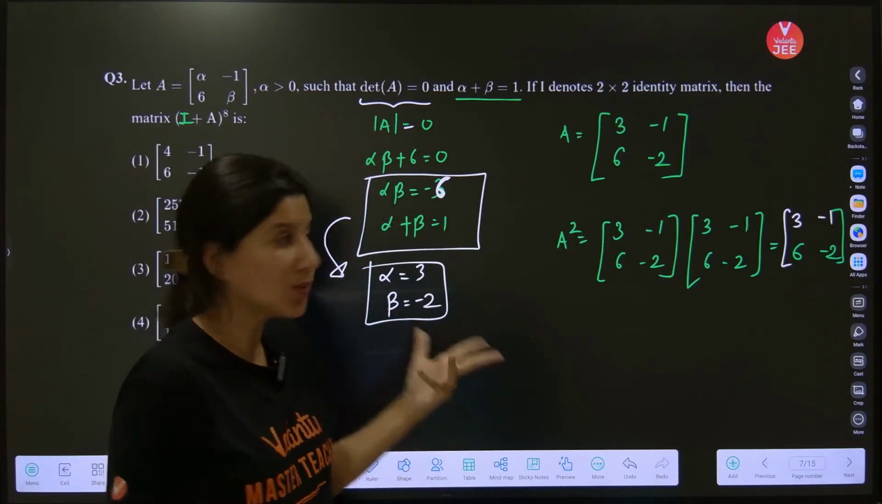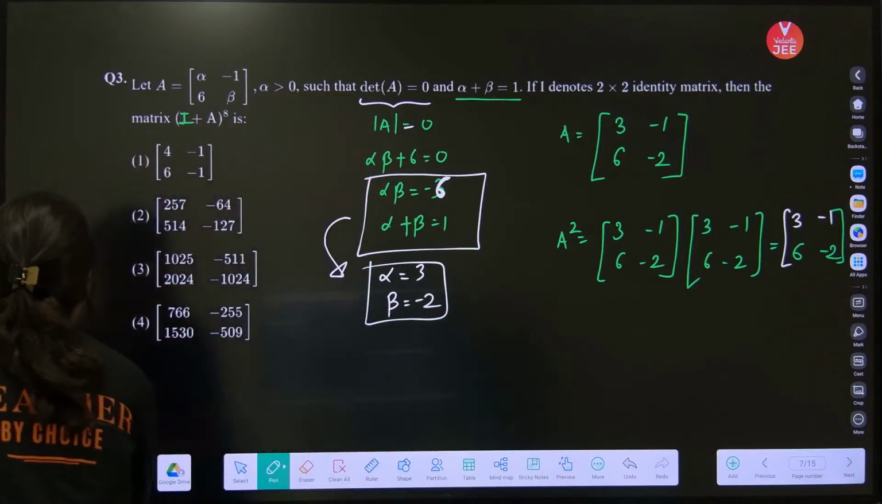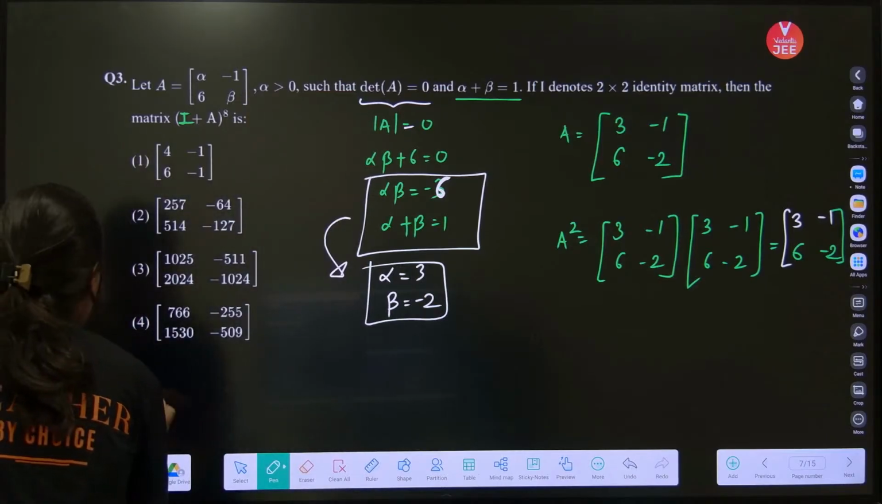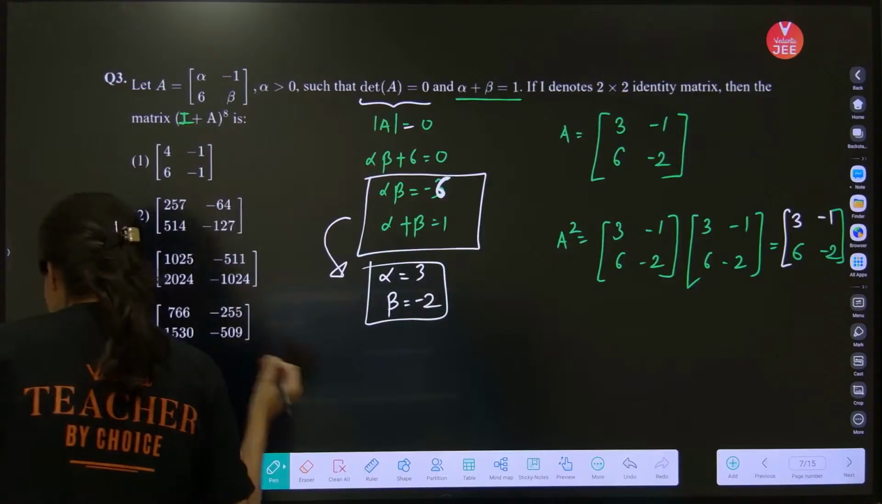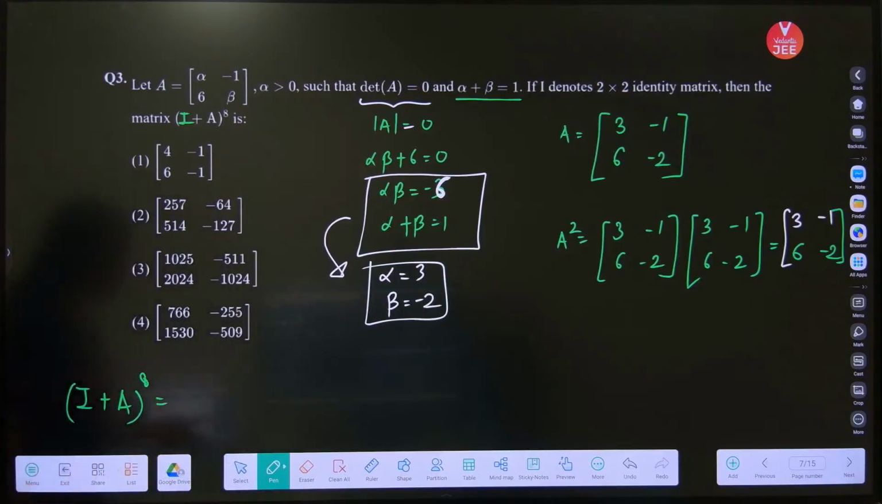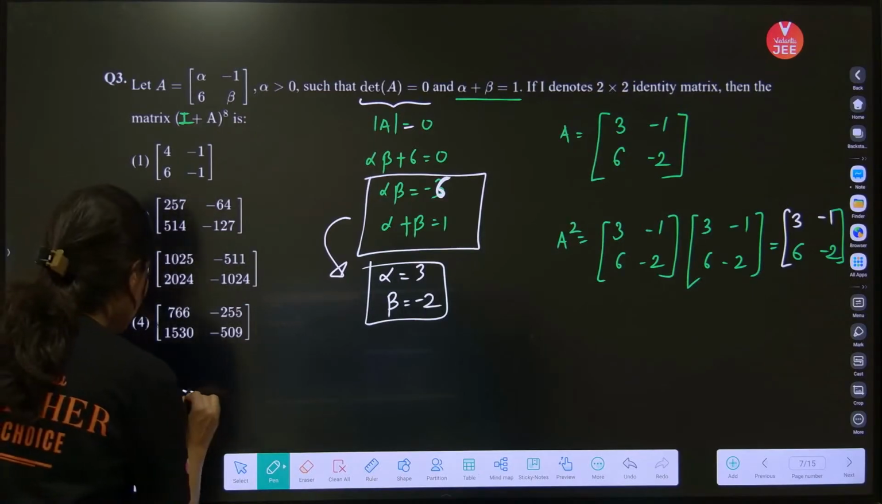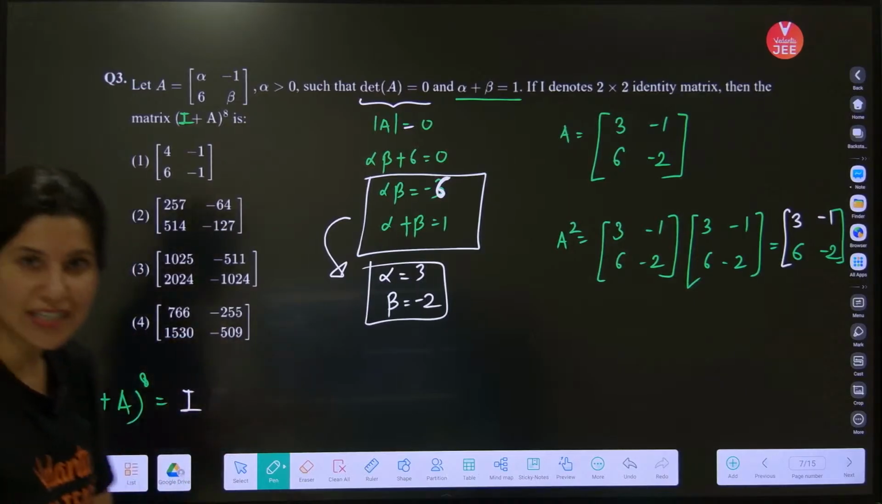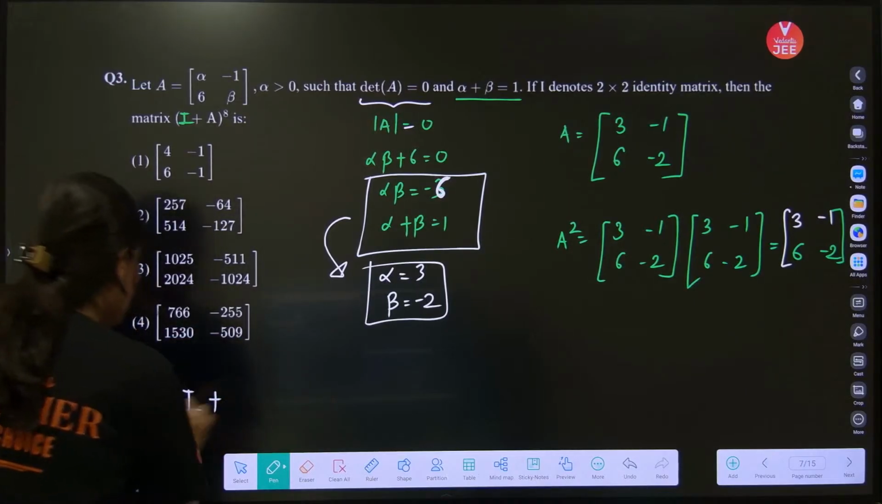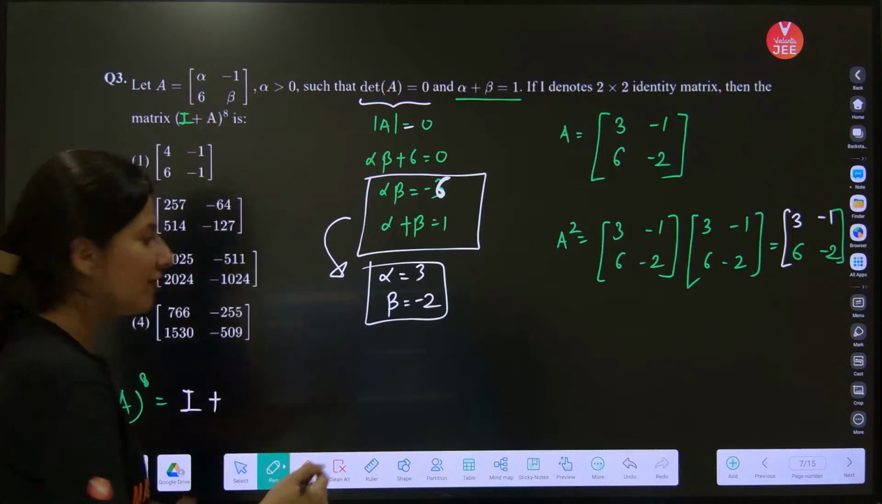Now, you must be thinking, ma'am, why are you multiplying A square? Why do you need A square? Because, see, I plus A power 8. Help me expand this using binomial expansion. So this is going to be I power 8, I power 8 will be I.